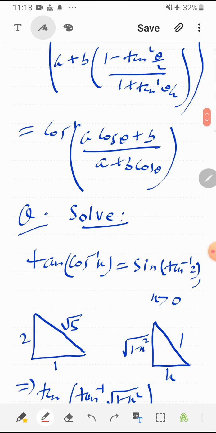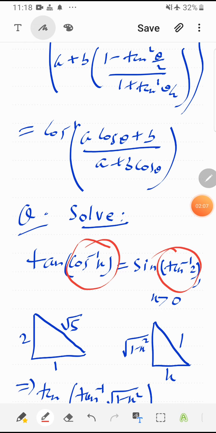Next question is tan of cos inverse x is equal to sine of tan inverse 2 where x is greater than 0. We have to solve this equation. The equation will be very easy to solve if I convert this cos inverse into tan inverse and convert this tan inverse into sine inverse. So it's easier to convert.